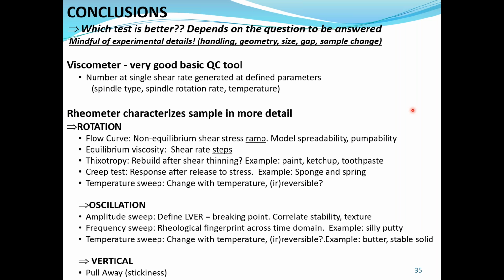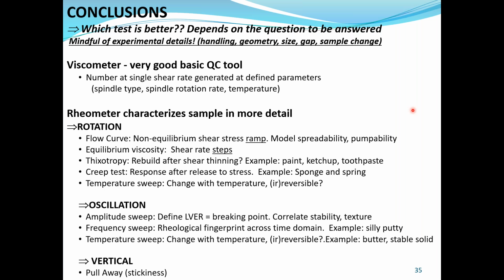And in the oscillation mode, we looked at amplitude sweep to define the linear viscoelastic region or the breaking point, and that correlates with stability and texture. Then we moved on to the frequency sweep, which is that rheological fingerprint across time. We looked at the G prime, G double prime, phase angle, complex modulus, and complex viscosity as the output. Again, a classic example here is silly putty.